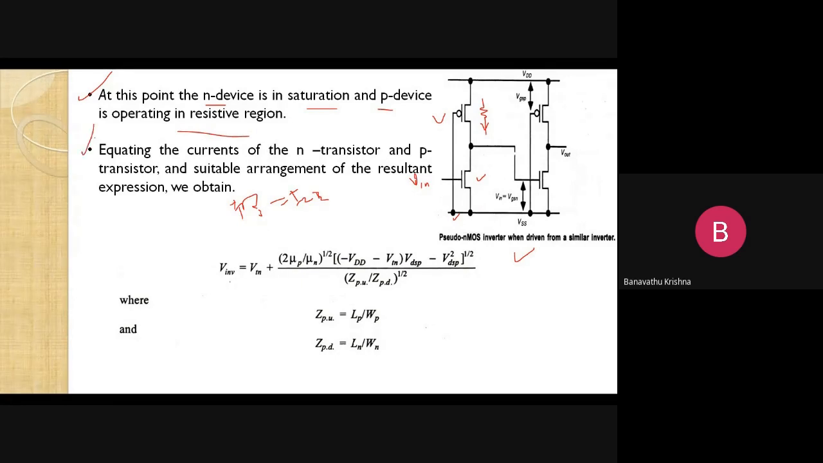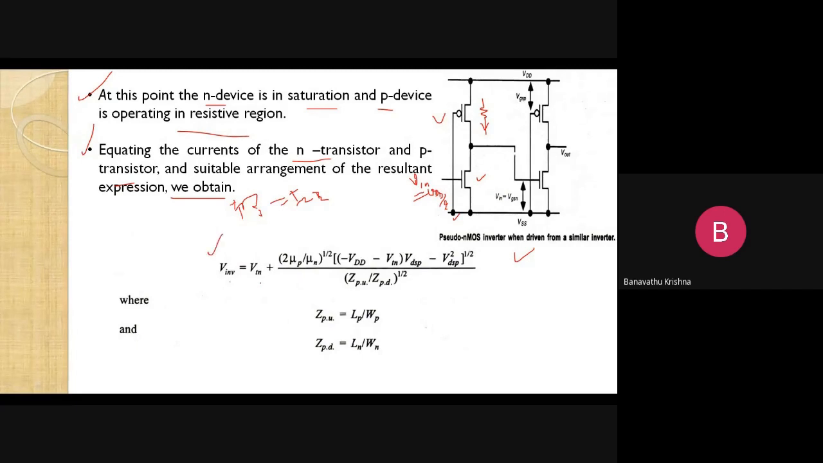So the second point here is equating the currents of the N transistor and the P transistor, because I am applying V input equal to VDD by 2. Then those two devices have an identical input response. So equating the currents of the P channel and N channel devices, with suitable arrangement, after simplification we get the resultant expression.